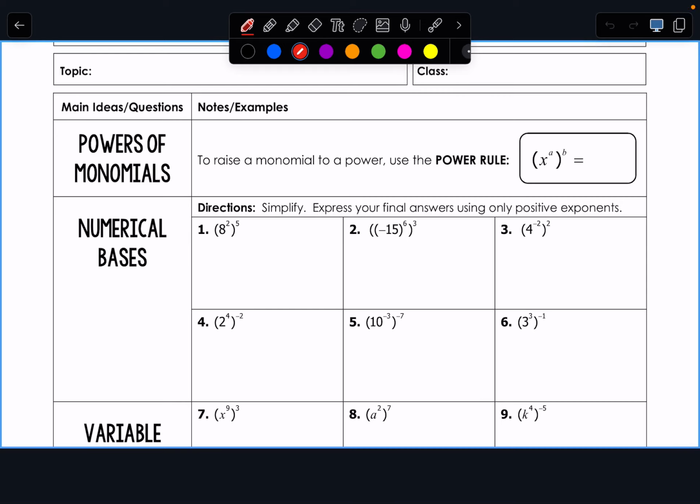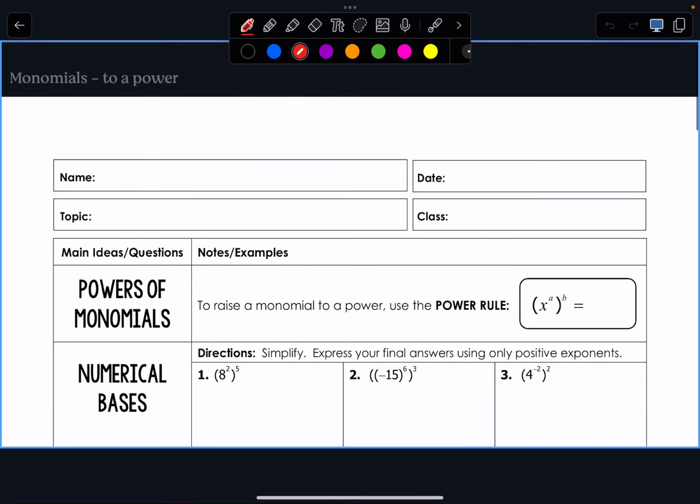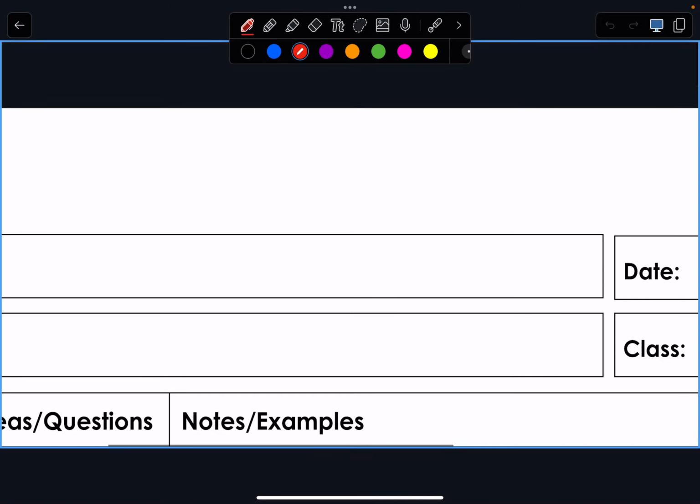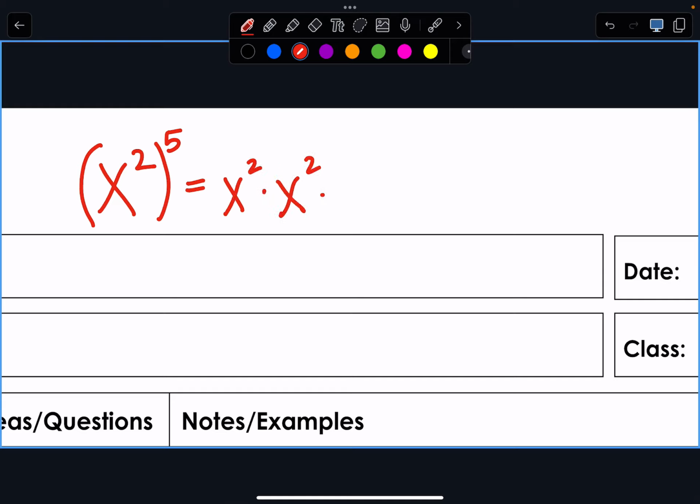So on page 11 here, we have our last rule called the power rule. Okay. Let's think about this. If I have something like x squared raised to the 5th power, that means I have x squared multiplied to itself 5 times. Right? Would you agree with what that means?